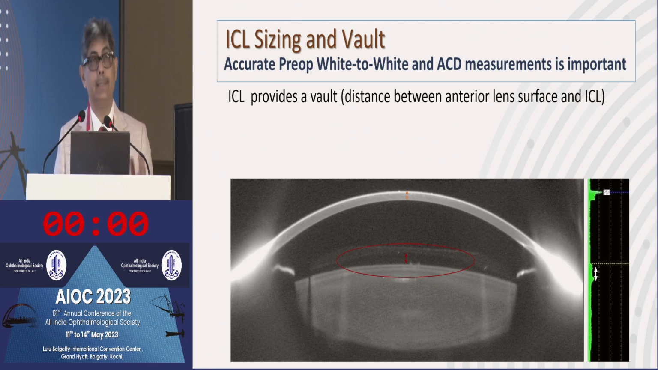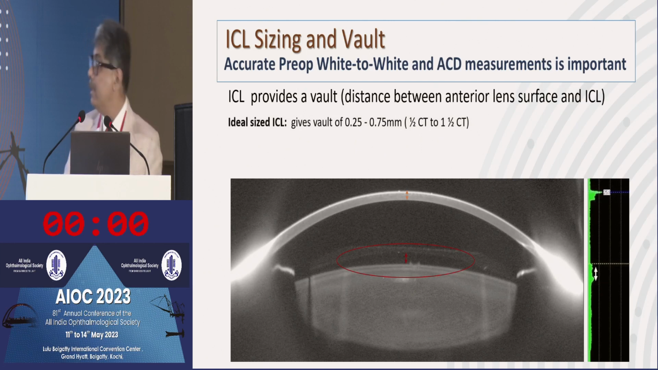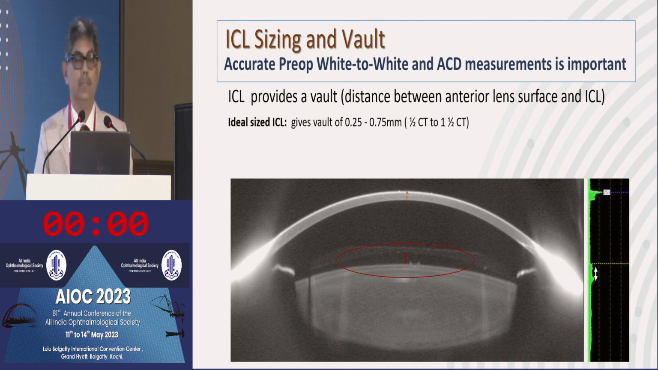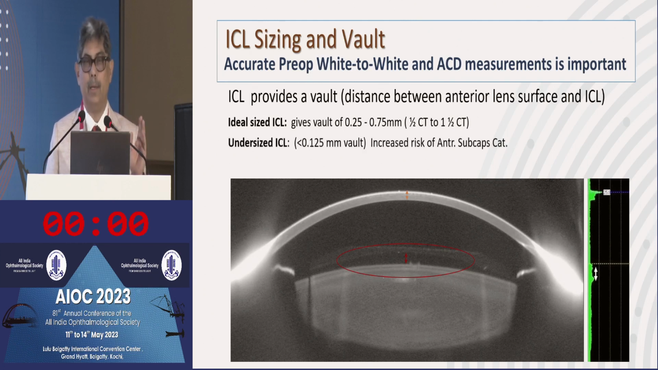Now, vault is the distance between the anterior surface of the crystalline lens and the posterior surface of the ICL, as you can see in the bottom red arrow. And you have to compare this with the corneal thickness on slit lamp. So in this particular case, it is more or less the same. If the corneal thickness is around 500, the normal vault is around 500 microns. The normal vault is between 0.25 to 0.75 millimeter, or half the corneal thickness to 1.5 times the corneal thickness. This comes in the normal category.